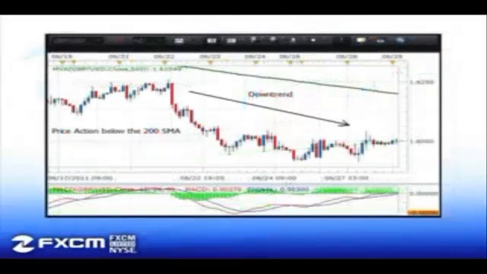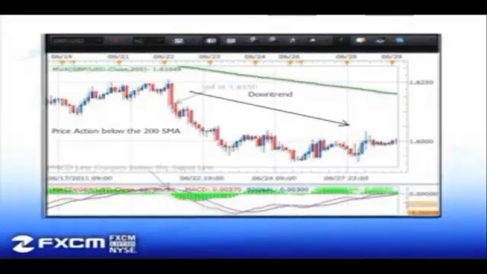Here's another in a downtrend. So we know it's a downtrend. Number one, we can see it's moving from left to right. The slope of our line that we would draw there is to the downside. Price action is below the 200 period moving average. And the MACD line crosses over the signal line right there to the downside.